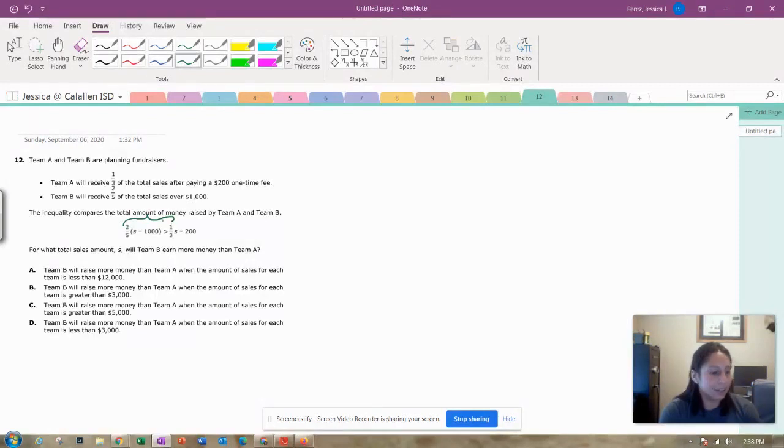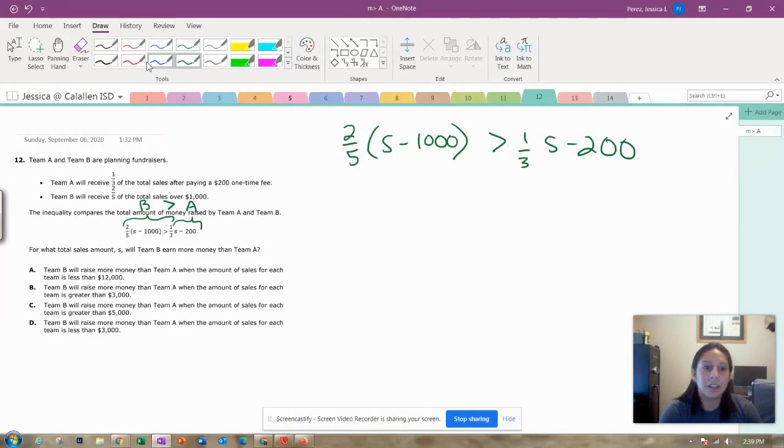So remember, this part right here, this is Team B. When will it earn more than this part right here, which is Team A? So we just have to solve our inequality. When will Team B be more than Team A? Well, let's work out the inequality over here off to the side. So looking at the inequality, I have parentheses. Remember, your first step is to get rid of those parentheses.